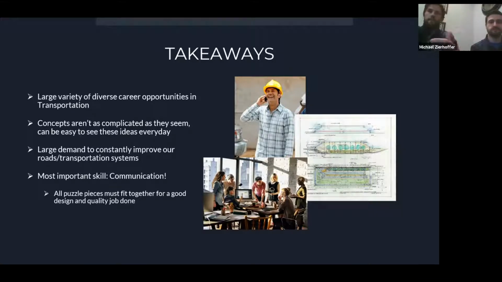The biggest thing, since there are so many careers and so many fields, is communication and being able to tie everything together through all of these different roles. You have people from really different backgrounds and knowledge bases all coming together. The guy in construction is going to know a lot more about that piece than the engineer might. So they have to be able to tell each other what the best design would be, so you can put out the best product you can. Like he says, all the puzzle pieces have to fit together for a good design and a good job done.